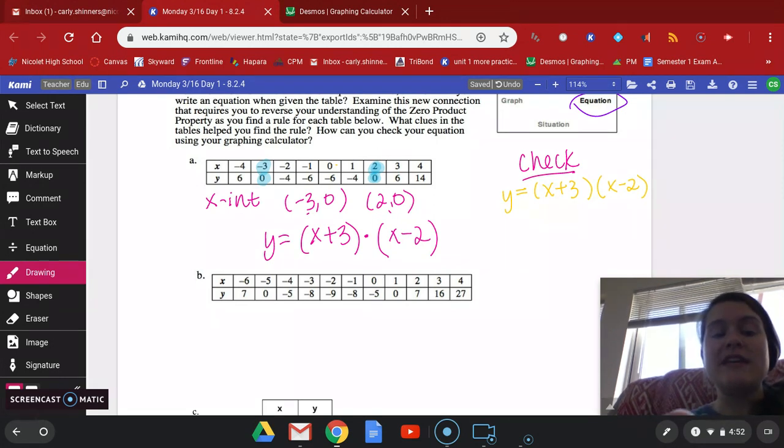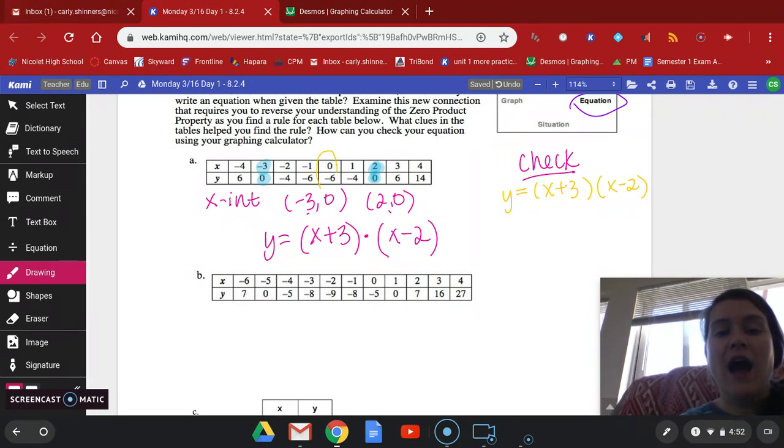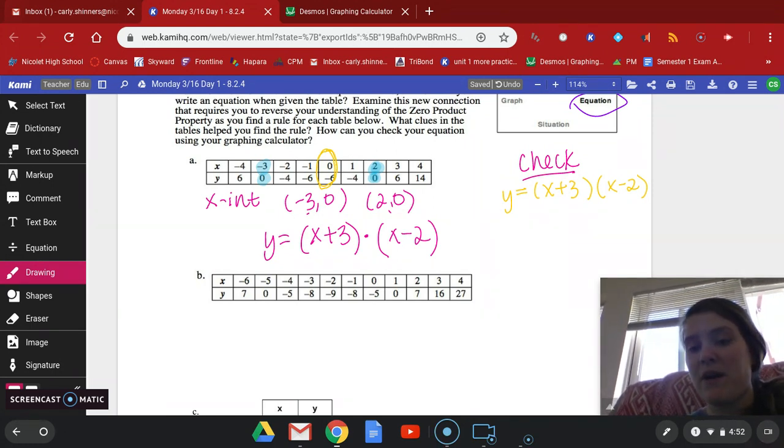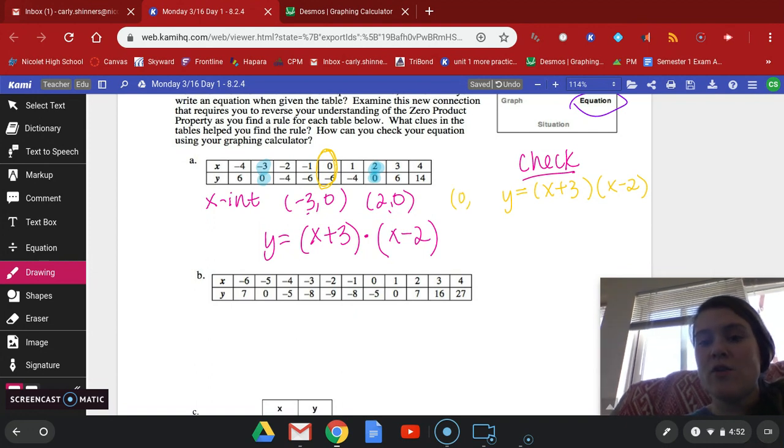So what would be the easiest point to plug in? I think this guy right here. And the reason is when x equals 0, my math becomes just a little bit easier. So I'm going to plug in x equals 0 and y equals -6. And let's see what happens here, folks.